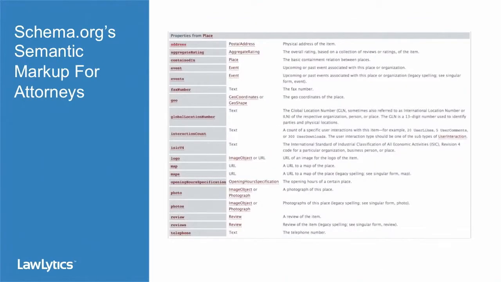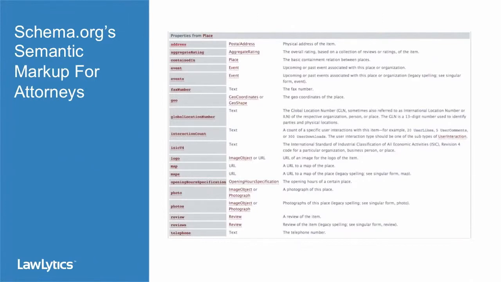So this page comes directly from schema.org's attorney-specific markup page. And so as you can see here, we have the ability to assign properties to different words on our websites. For instance, we can indicate that a string of numbers and text is an address. We can identify the geo-coordinates of a law office. We can specify that we've displayed the firm's hours of operation. We can specify our telephone number, etc. We can specify reviews.